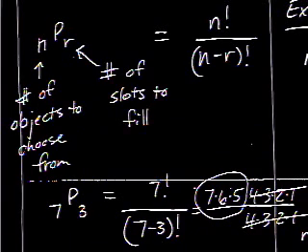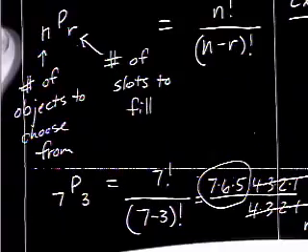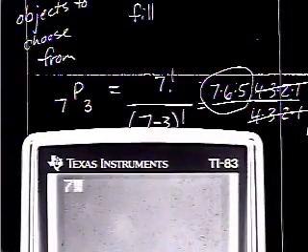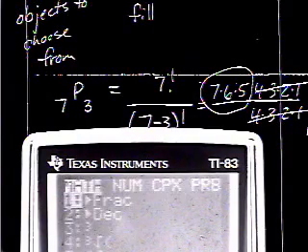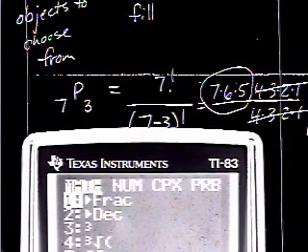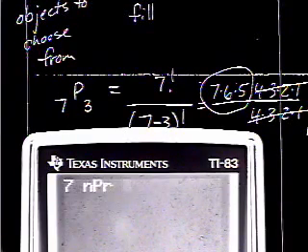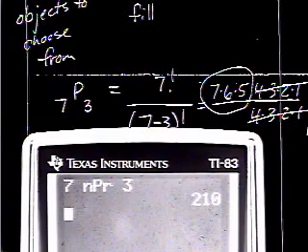Sometimes it's easier to think in terms of filling slots, and sometimes it's easier just to use the calculator. The calculator can do that work. You can type 7, hit the math button, PRB, nPr, 3, and it will calculate 210 for you.